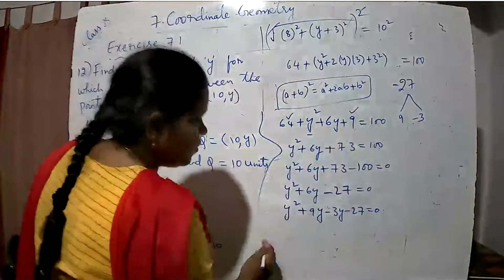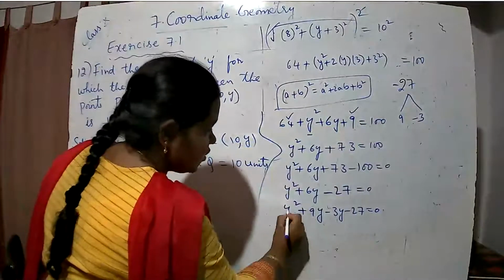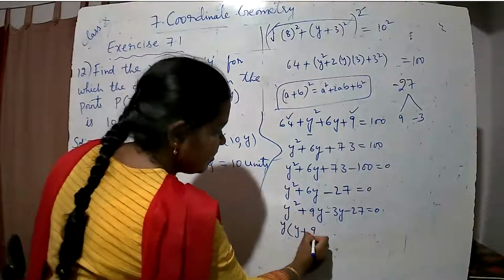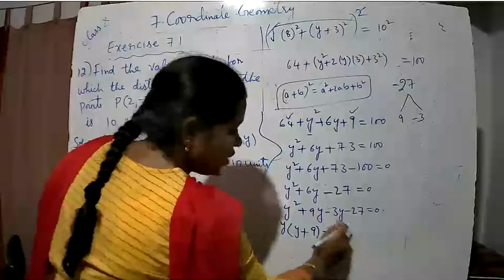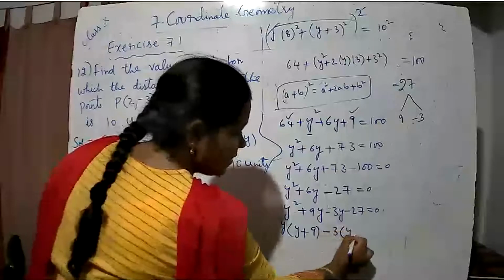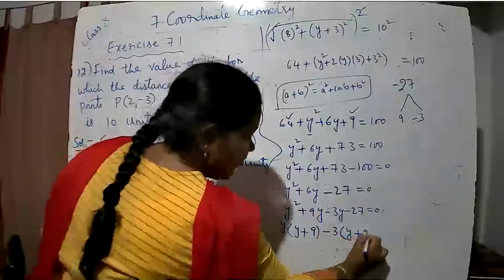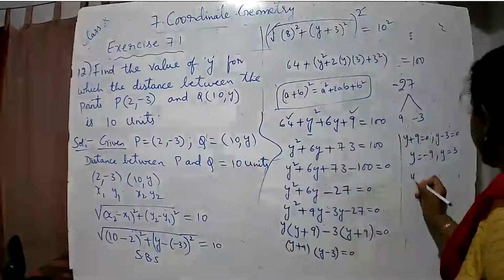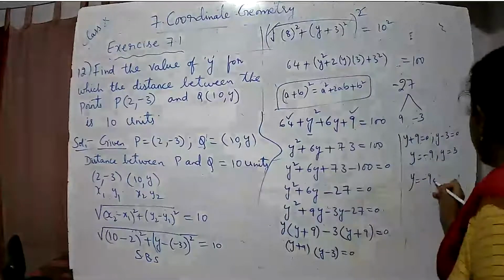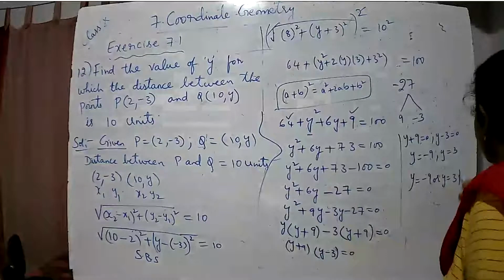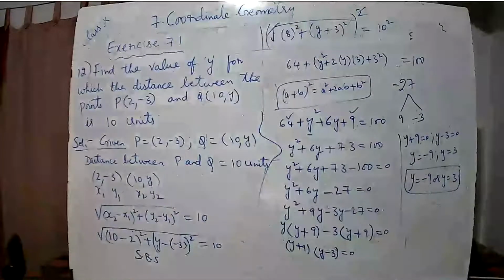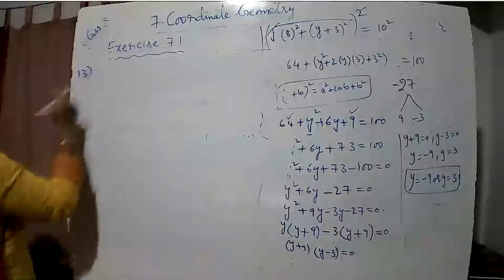Now among these two, you take out y common. So here y is there. From this, if you remove y, 9 is there. Both 3 and 27, take out 3 common. So what is left out here? y plus 9 is equal to 0. So y is equal to minus 9 or y is equal to 3. Okay. So here the y values are these, in your exercise 7.1 of coordinate geometry.